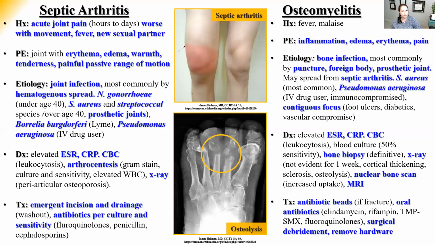If it's a fracture, we can place antibiotic beads in that area. Oral antibiotics, including clindamycin, rifampin, Bactrim, and fluoroquinolones. Surgical debridement of the area, and then if there's hardware in the area that's infected, we need to remove that as well.